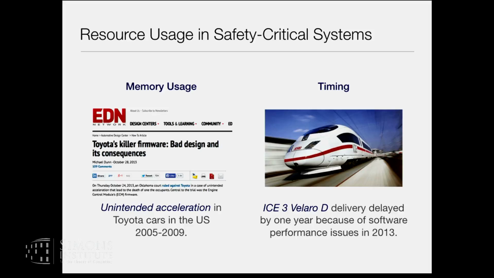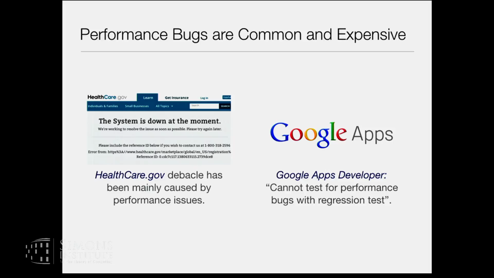But even outside safety critical systems, resource usage is of course very important. In a lot of big systems, you see performance bugs. For instance, there was this healthcare.gov website that you might remember that was a total disaster. It had many issues, but one of the main issues was that it was too slow.